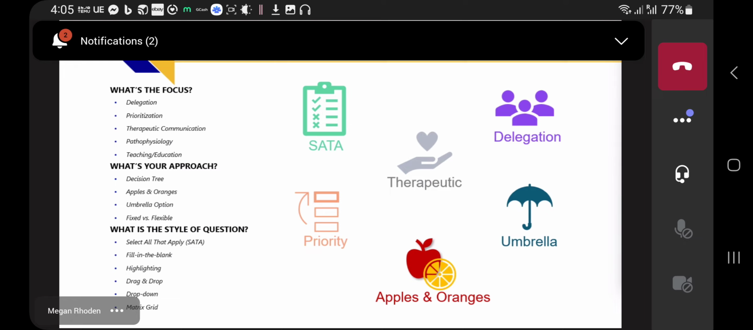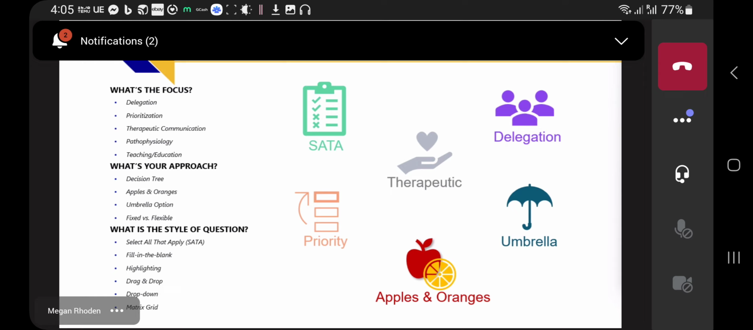The very first step of the 6 steps to question success is to determine the type of question. Here on this screen, we're showing you how to do that. When you're determining the type of question, we want to ask ourselves 3 things. What is the focus of the question? Meaning, what is it that the test question creator at the NCSBN wants us to do?